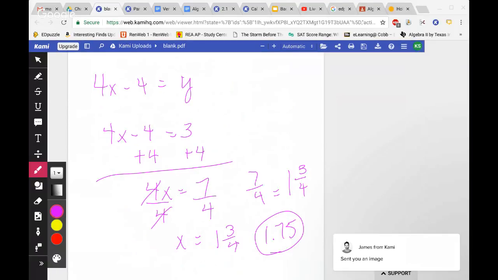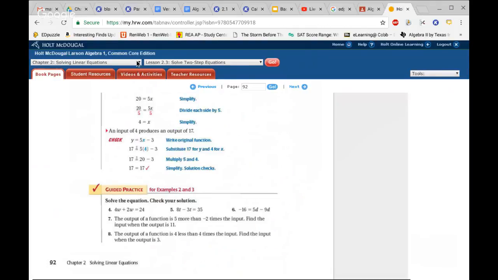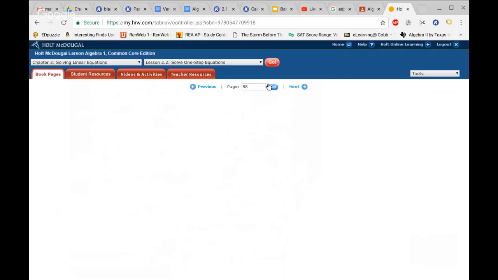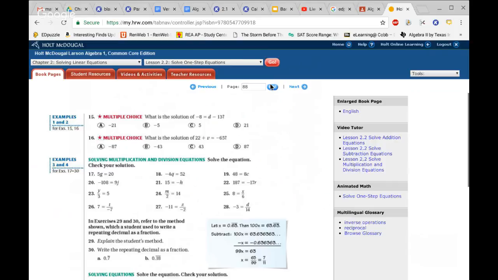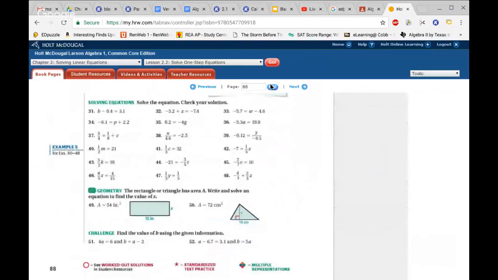And then on page 88, I did not get number 49. I didn't get how to do it. Page 88. Okay, 49. The rectangle or triangle has an area A. Write and solve the equation to find the value of x.